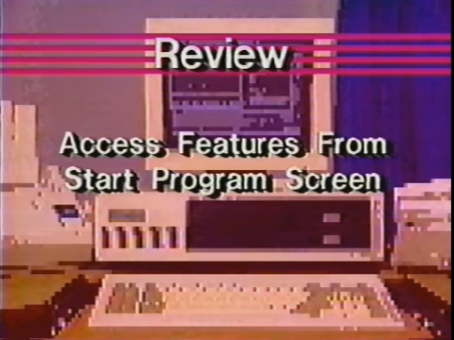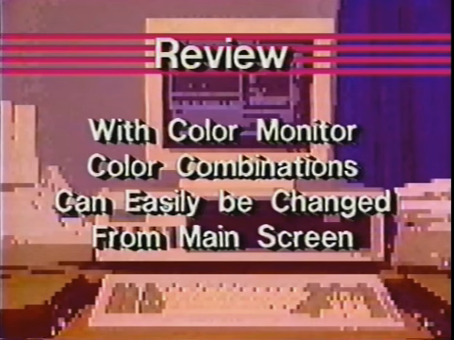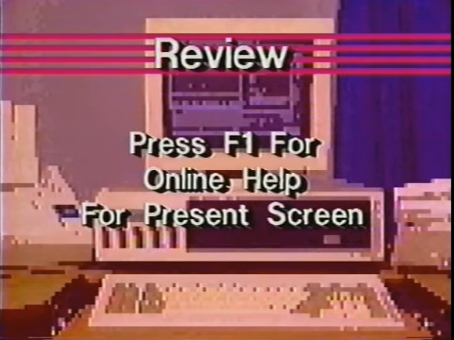You've learned how to access all the features of the new DOS from the initial Start Program screen. The latest DOS features and functions are available through the graphic interface, either by keyboard controls or by mouse. If you have a color monitor, you can change color combinations easily and quickly from the main screen. You can always press F1 for online help, which is information for the currently selected screen item.